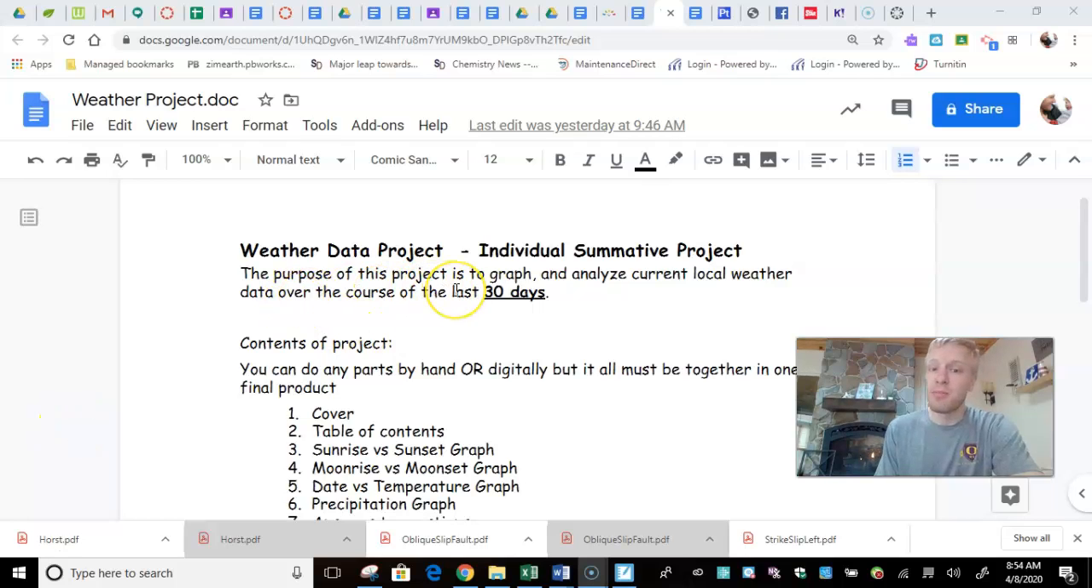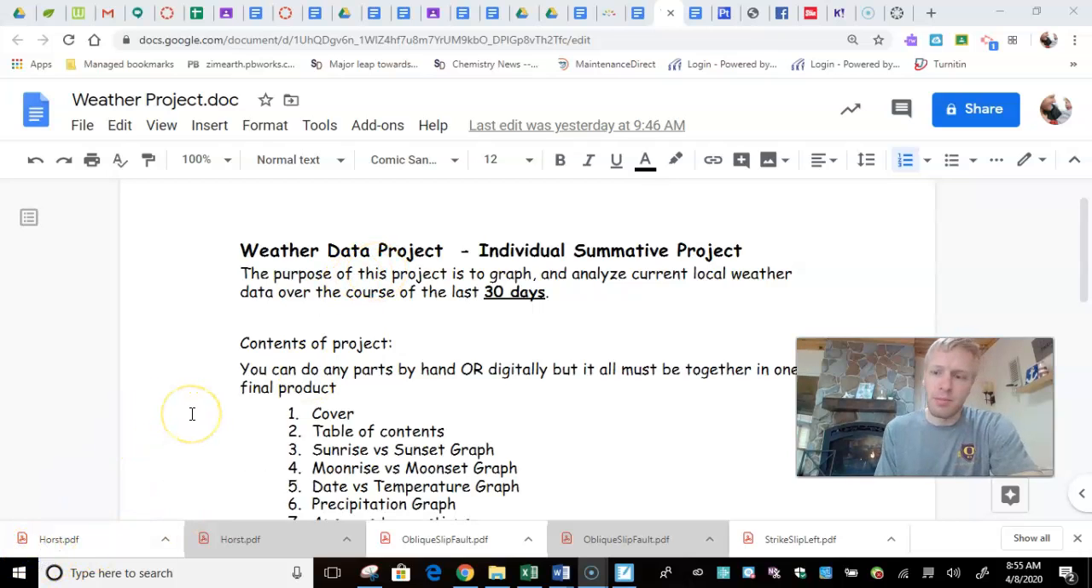Alright, so the purpose of the project is to graph and analyze current local weather data over the course of the last 30 days. So preferably use the last 30 days. If you want to use a different set of 30 days, I'm not going to knock you for it.